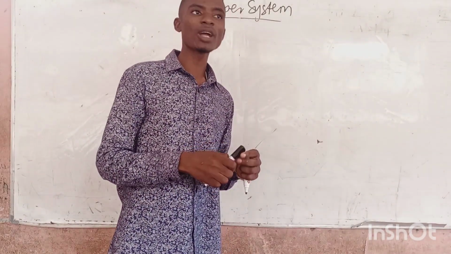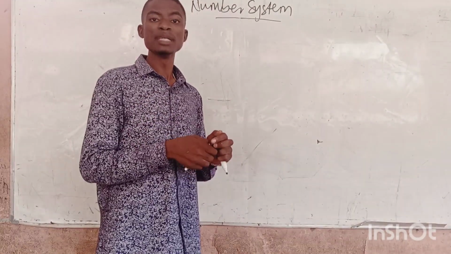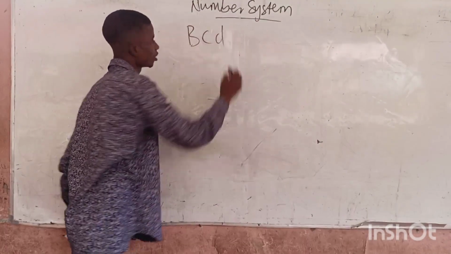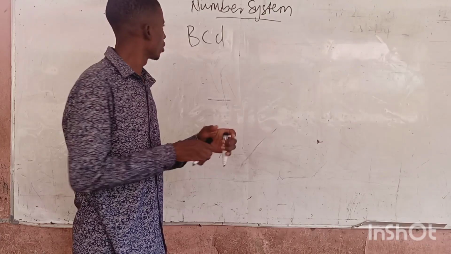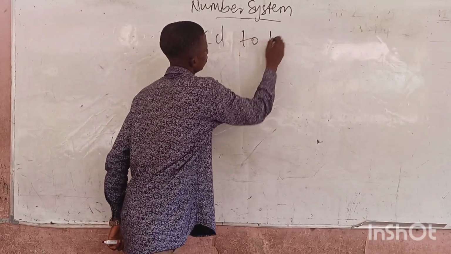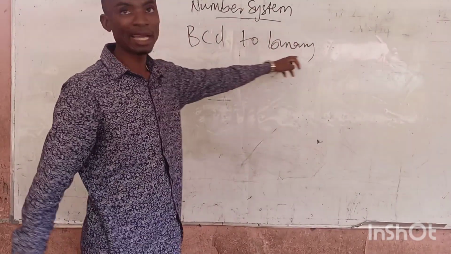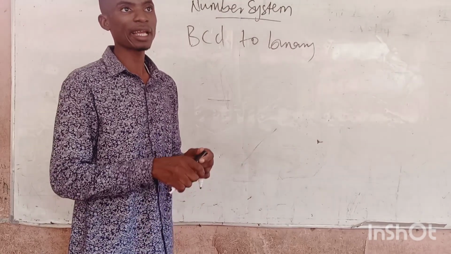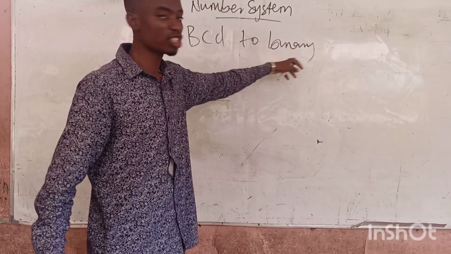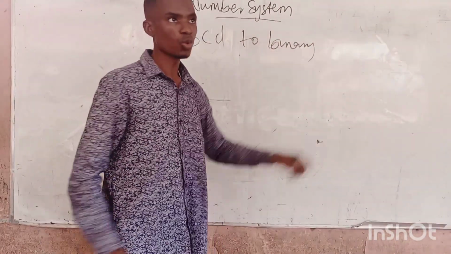In this video, we want to look at how to convert BCD into binary system. We want to look at how to convert BCD to binary system or binary number. First, you know that binary is the same thing as base 2. How to convert BCD to base 2?